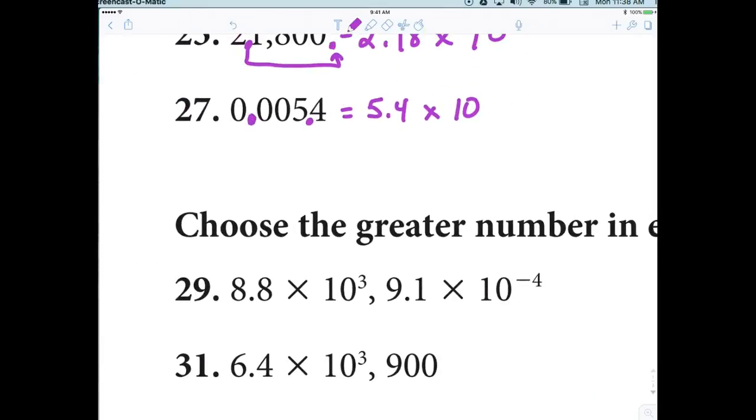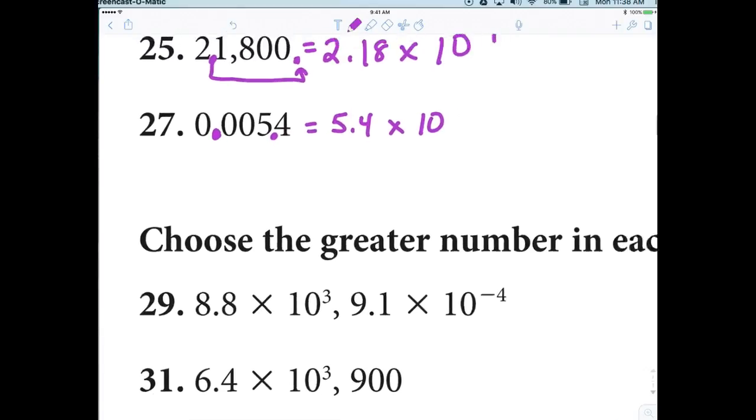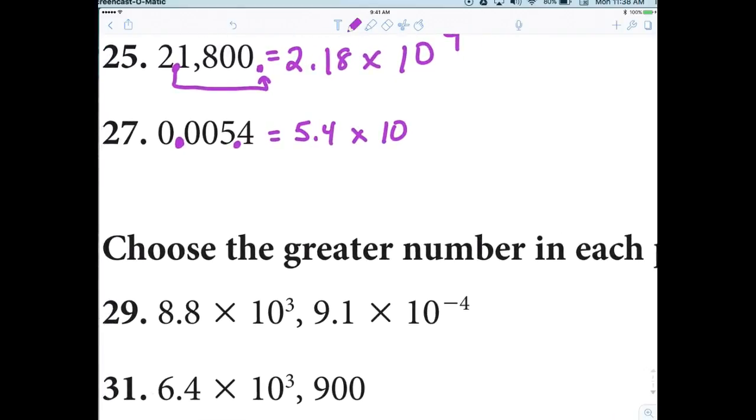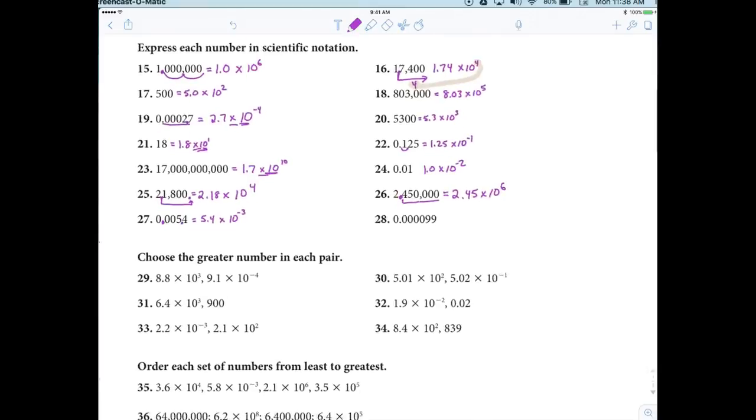Here's where it was. Oh, 3. Okay, so it'd be to what power now? Third power. Close. Oh, negative third power because it's a negative. Because it's a decimal, it's smaller. Yes, it's small.